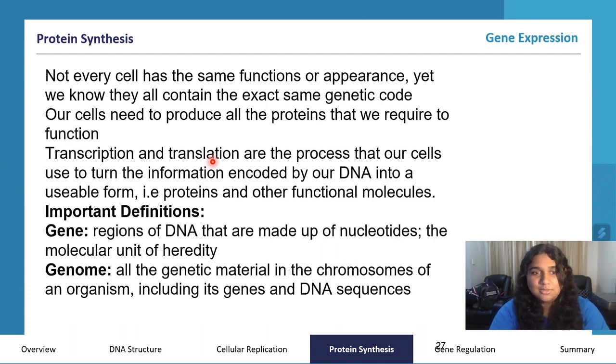Underneath the QCEE syllabus, we've got two important definitions that you need to know. I've copied these two directly from the QCEE glossary. A gene will have regions of DNA that are made up of nucleotides. They are known as the molecular unit of heredity. And a genome is all of the genetic material in the chromosomes of an organism, including its genes and DNA sequences. These two I strongly recommend you memorize, along with any of the other definitions in the syllabus. They can come up as either short answer questions or multiple choice questions, I have seen.